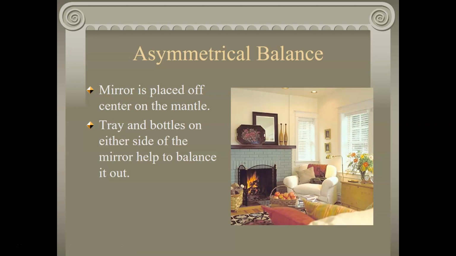Here's an example. A mirror is placed off the center on the mantle. Trays and bottles on either side of the mirror help to balance it out. So for formal or symmetrical balance, you'd have these on this side, and this one has that, and then it has the window or the mirror, and then it has this. So it has a grouping of objects, but they're not the same.